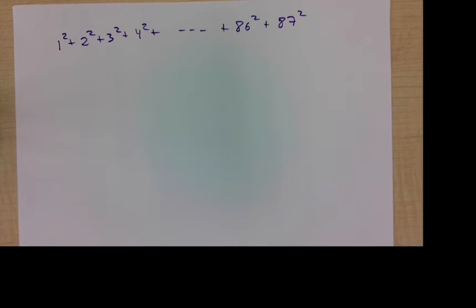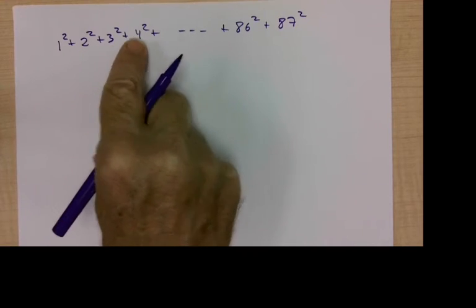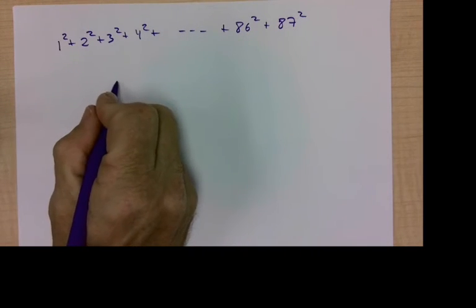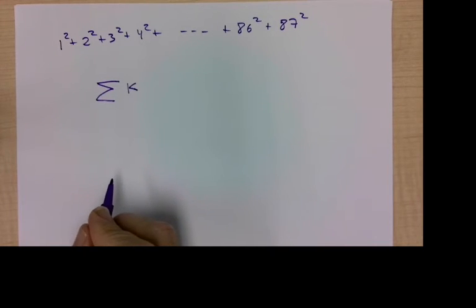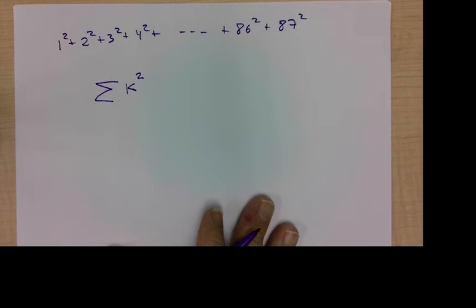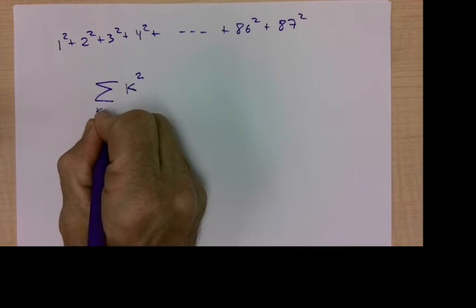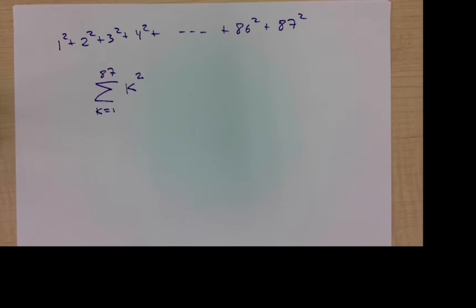We want to figure out some way for us to discuss this. And what's changing are the bases. So that's going to be k. And each of the bases is raised to the second power. So we're going to look at the sum of k squared. Where does k start? Where does k end? K starts at 1, and where does it end? It ends at 87. So that would be a way for us to express that.